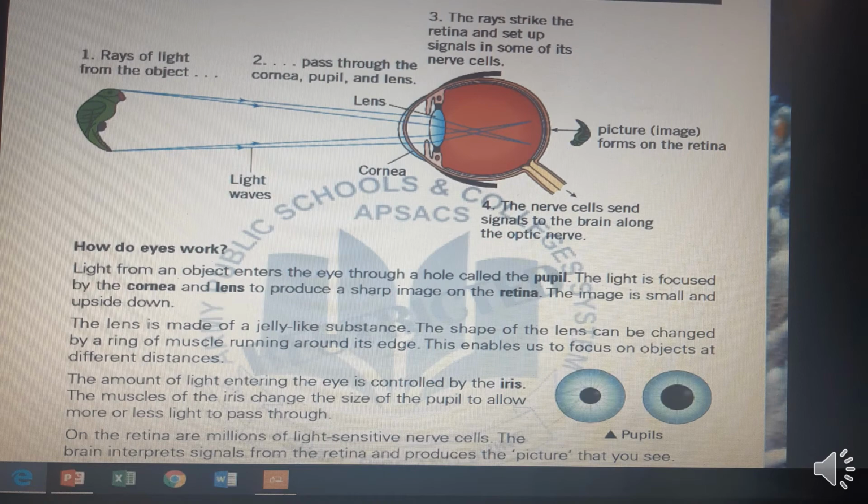On the retina, there are millions of light-sensitive nerve cells. The brain interprets signals from the retina and produces the picture that you see.